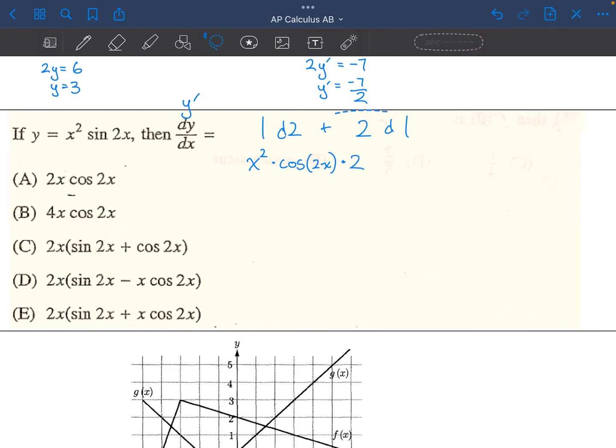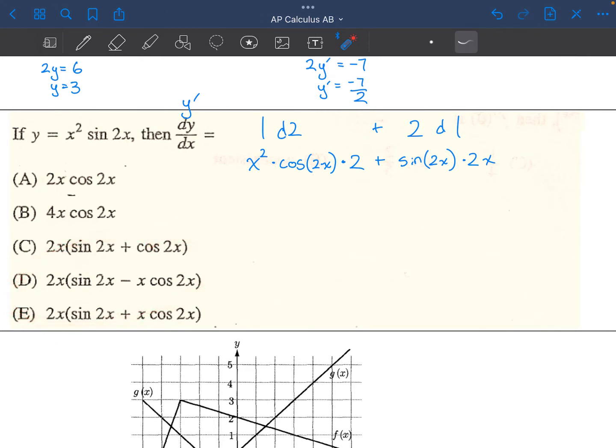And then I can move all of this stuff over here. Now I can say plus 2d1. So 2 is sine of 2x, and the d1, the derivative of x squared, is 2x. And there's our final answer. And you'll notice that doesn't look like any of these options down here. In fact, it's probably not A or B because those are too simple.